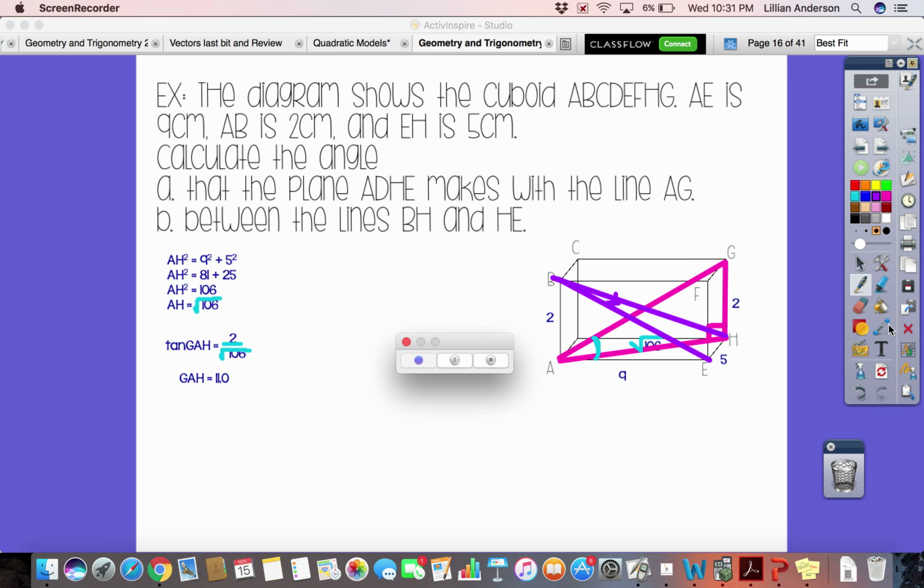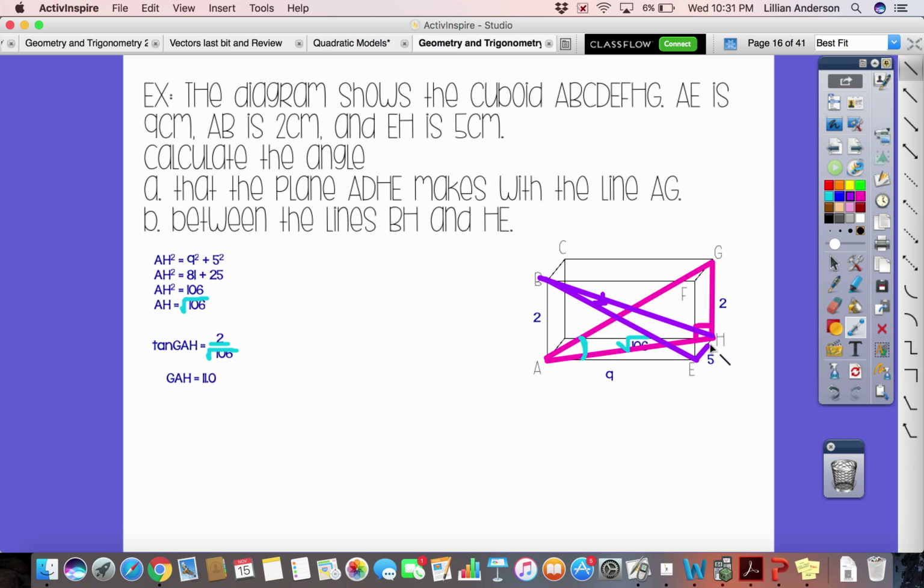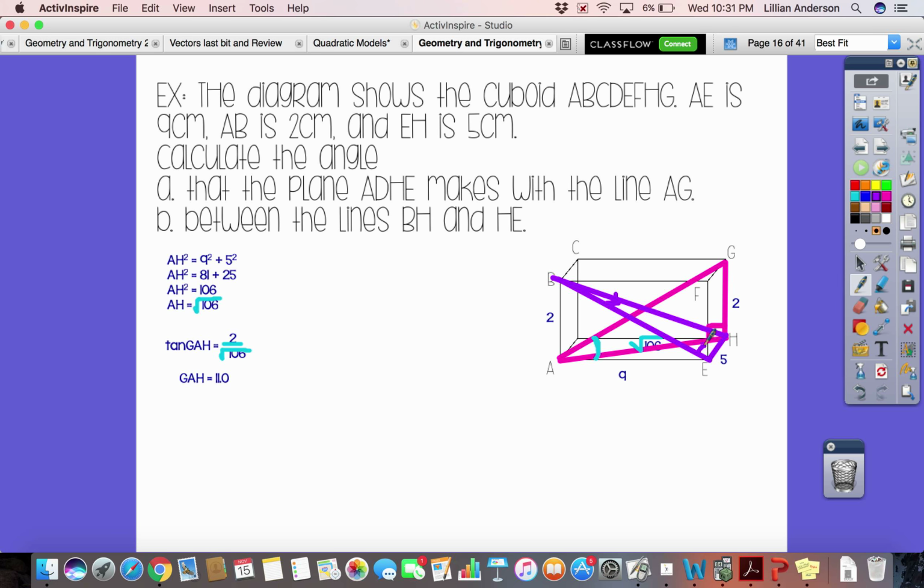Now we are in a cuboid. This does create a right triangle. If we connect E to H together, we have a right triangle right here. We know the length of EH, which is 5, but we do not know another side length in order for us to find that angle right there at the top.